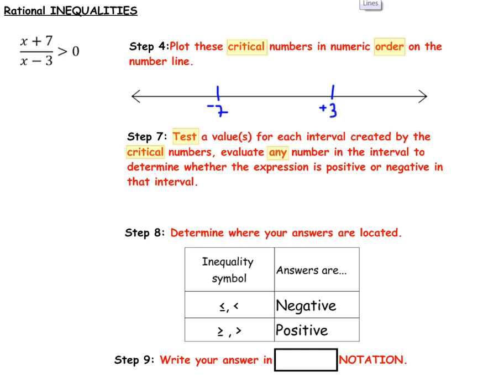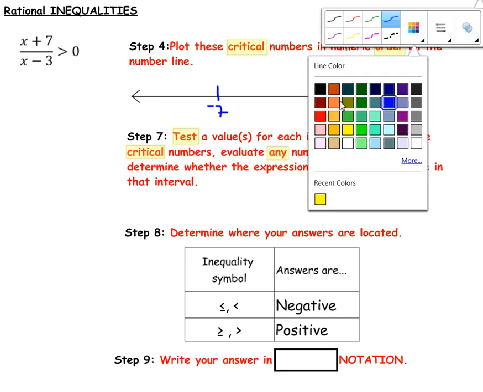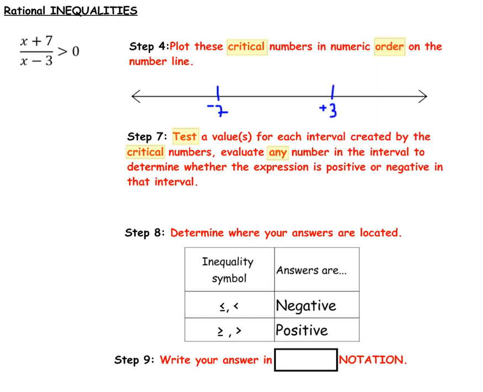So, what numbers do I want to test? Well, being Mrs. Peters, I think I'm going to use red for my critical values. Nah, purple. I feel purple today. So, one of my test values is going to be 0, because that's a nice one to do. I'm going to use a value over here of 4. And I'm going to use a value over here of -10.